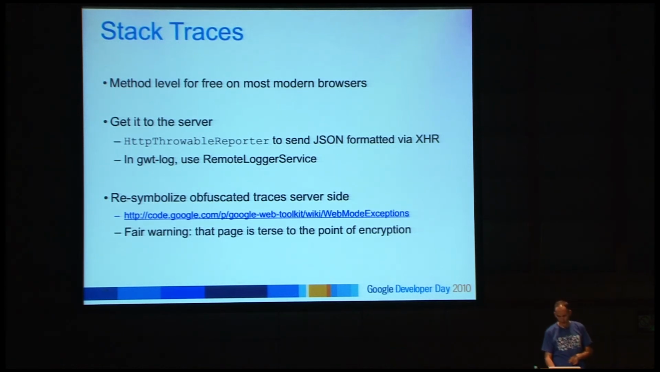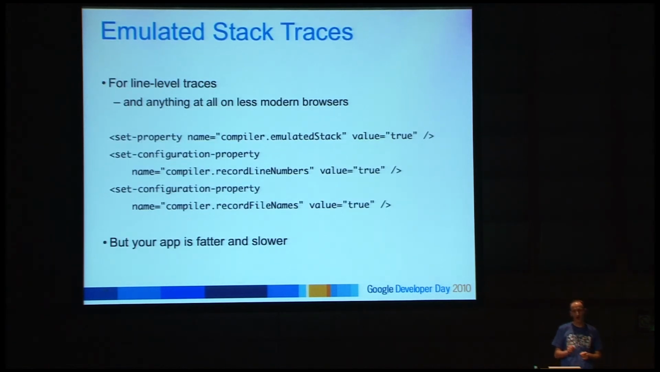I'm going to jump forward one slide. We provided emulated stack traces. So for browsers that don't support it, we can add stack trace information to your application. It adds some overhead to the compiled output, but it means that you have a lot more detailed information about those stack traces. If this overhead is too much for all of your users, you can compile two versions of your application. One with stack traces enabled and emulated, one with them disabled.